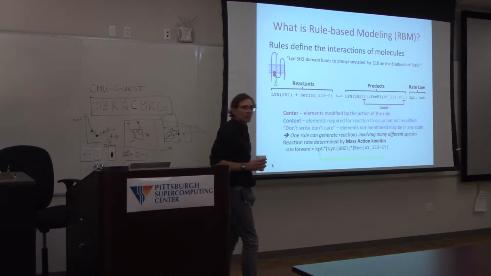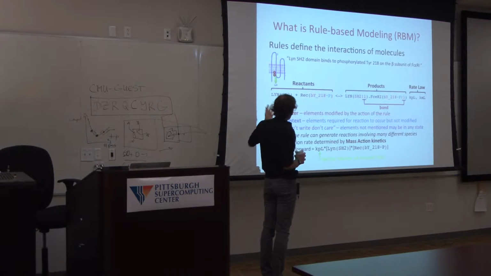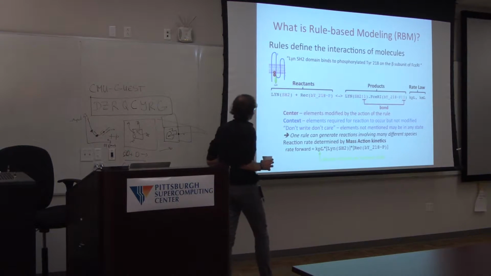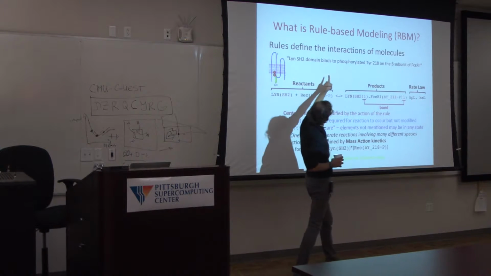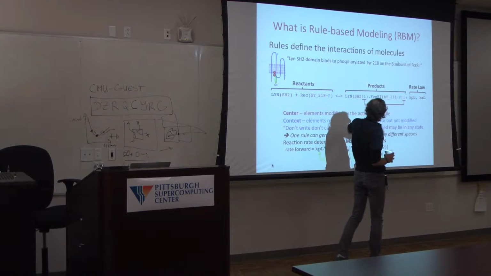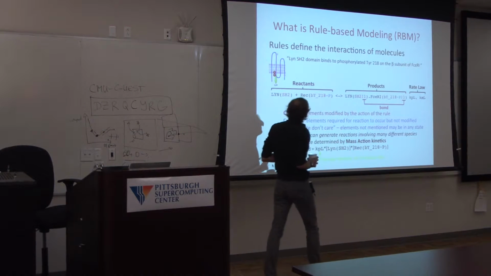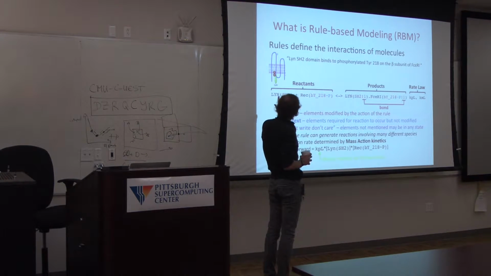You could read, for example, a statement like this in a review article, or in the discussion section of a paper describing signal transduction in this system. The Lyn SH2 domain binds to the phosphorylated tyrosine 218 on the beta subunit of Fc epsilon R1. And then we can precisely translate that knowledge, that information about the system, into a rule. And so the rule looks like this.